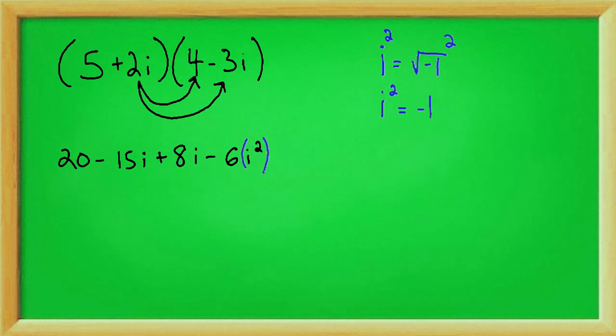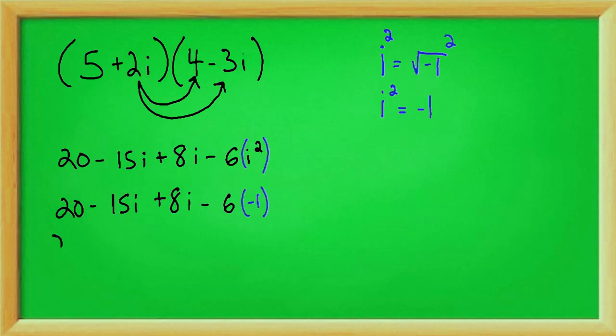And notice in our expression how we have an i squared. So I'm going to replace this i squared with a negative 1, and everything else in the expression stays the same. If we start on the left, we have 20 minus 15i plus 8i, and we have a negative 6 being multiplied by the negative 1. And now we just need to keep on simplifying as much as possible.